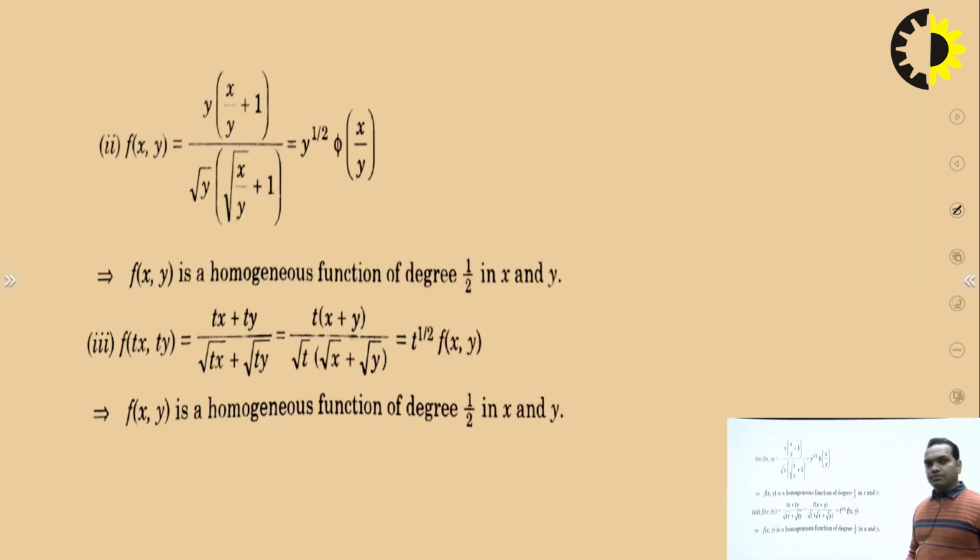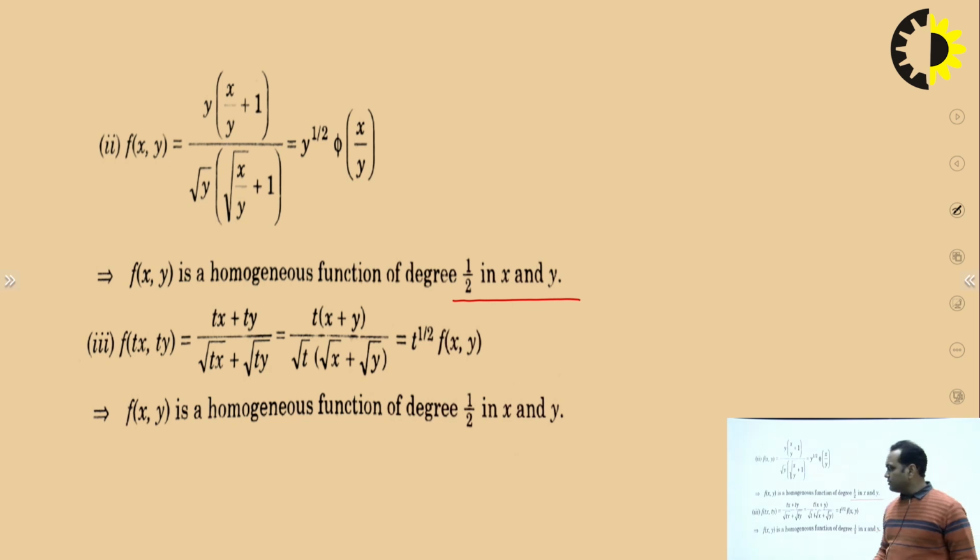In this case, this function can be put in the form of y to the power 1 by 2 phi of x upon y. This function can be put in the form y to the power n phi of x upon y. So we take y common from the numerator and root y common from the denominator. So this function is homogeneous of degree 1 by 2 in x and y.